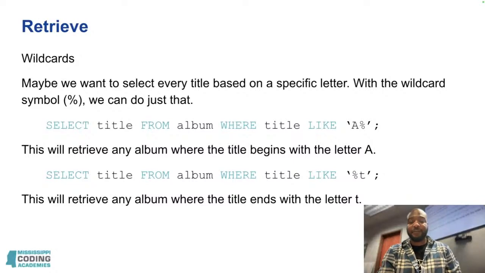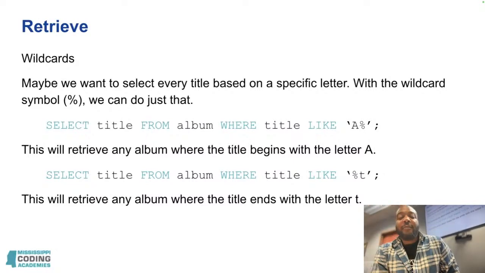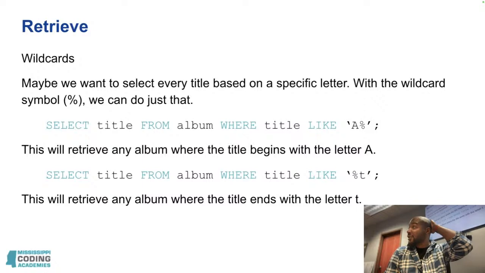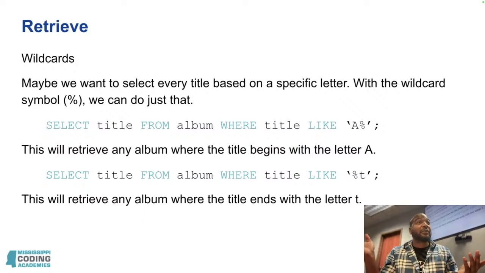We're going to add something to this, and that is wildcards. Let me pull up my slides here. Okay, so maybe we want to select every title based on a specific letter. Like if we're searching for an album, and I know it begins with a particular letter, but I don't know the full name of it. How could we do something like that? We do that with the wild card, and the wild card symbol you can see here is the percent symbol. This will allow us to select based on a specific letter or character.